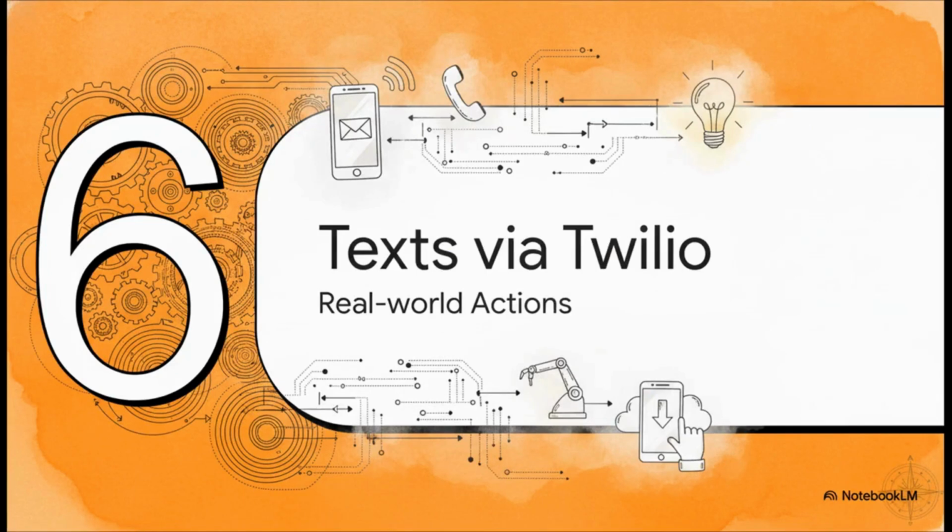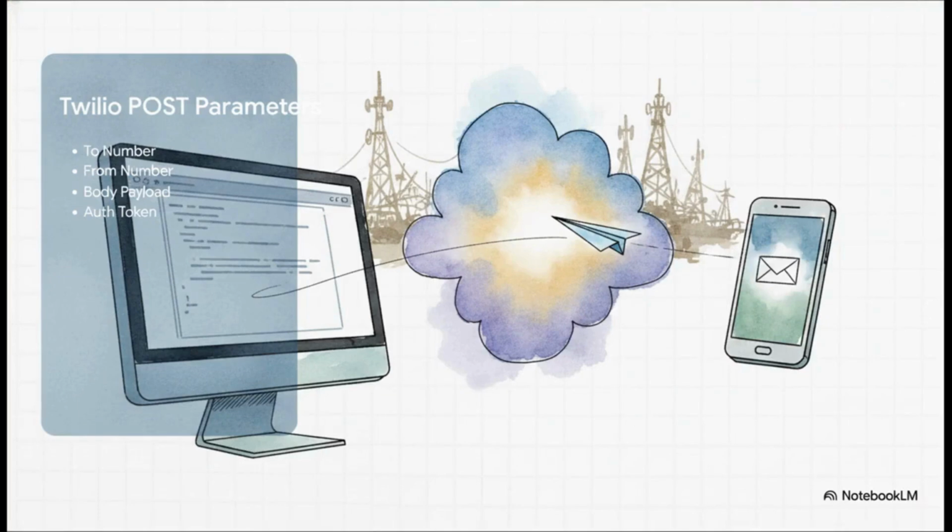And finally, part 6, sending texts via Twilio. Twilio takes the absolute nightmare of global cellular networks and completely abstracts it away. You don't need to understand cell towers or carriers at all. To send a real SMS text message straight to a phone from your computer, you just fire off a single POST request to their API. You pass them a to number, a from number, your message body, like Ahoy World, and your auth token. That's it. It's kind of mind-blowing how easy it is to trigger something in the physical world.